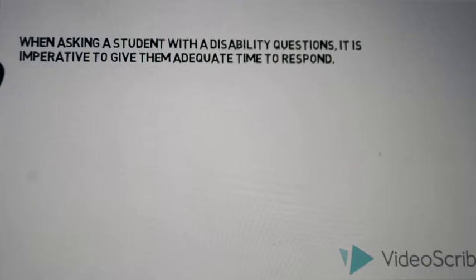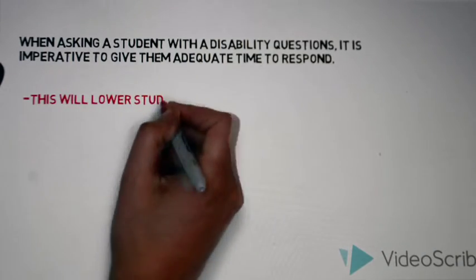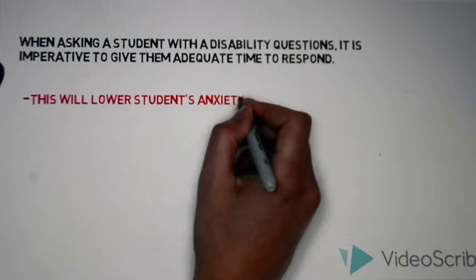So something that you might want to do is provide adequate wait time. That would be by asking a question and allowing for the whole class to think about it for a set amount of time, perhaps 20 to 30 seconds, maybe even more, and then calling on students. In doing this, students will have less anxiety over discussions.